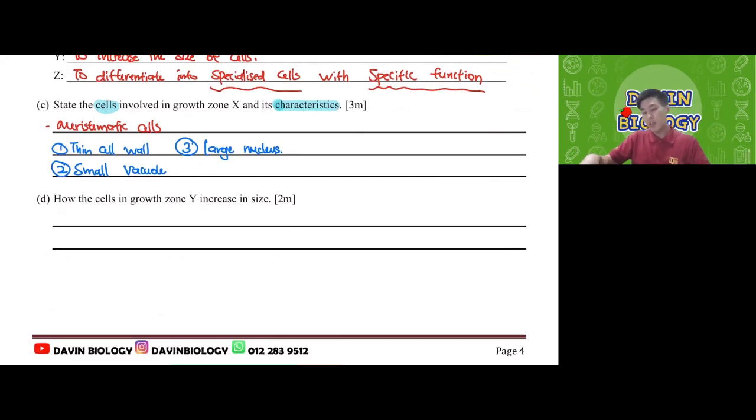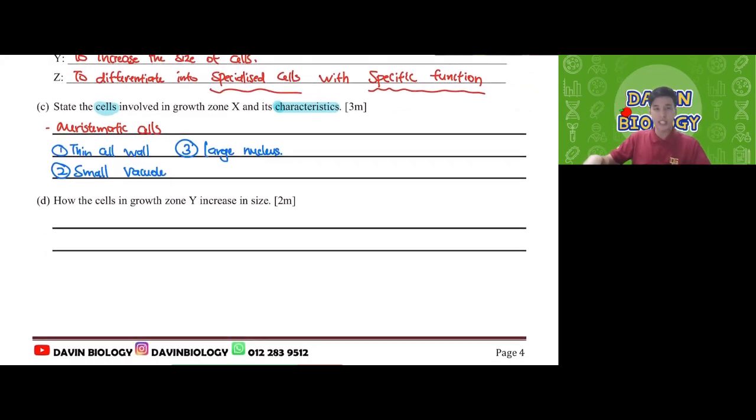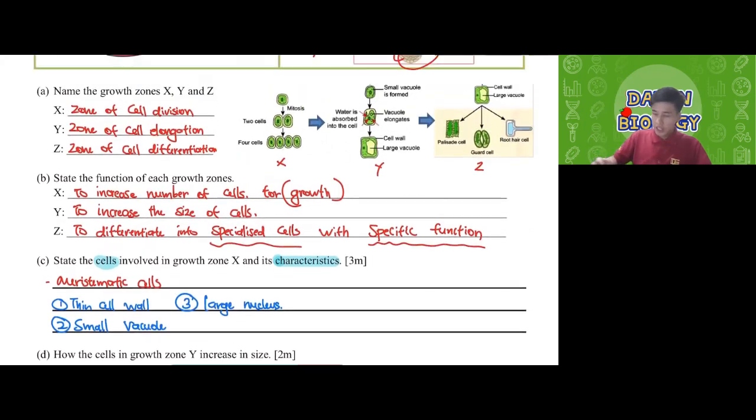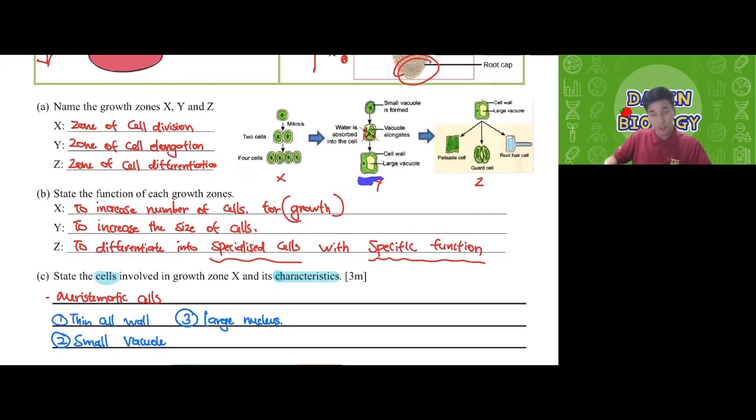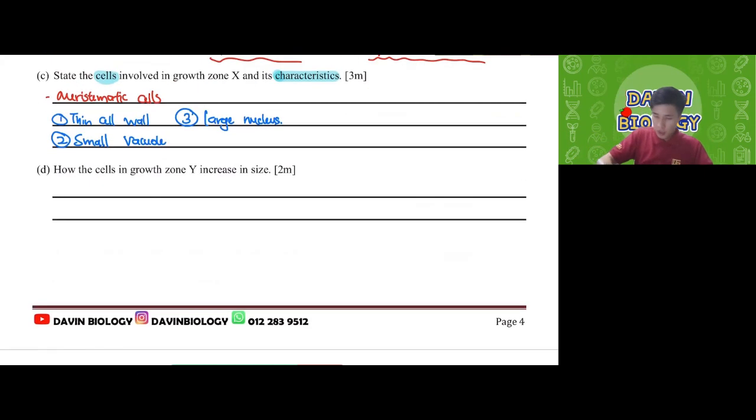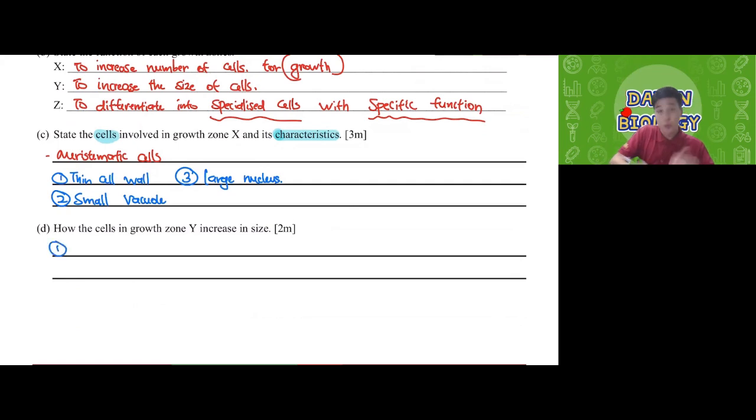D, how the cells in growth zone Y increase in size. Now we talk about the size. It's bigger here, and the size is mainly due to the vacuole. Because the vacuole becomes big, the cell becomes bigger. But can you tell me, for the vacuole to become big, what does it absorb? I think most of you should know what's inside a vacuole. What does it absorb? Exactly, water. We're going to say that a lot.